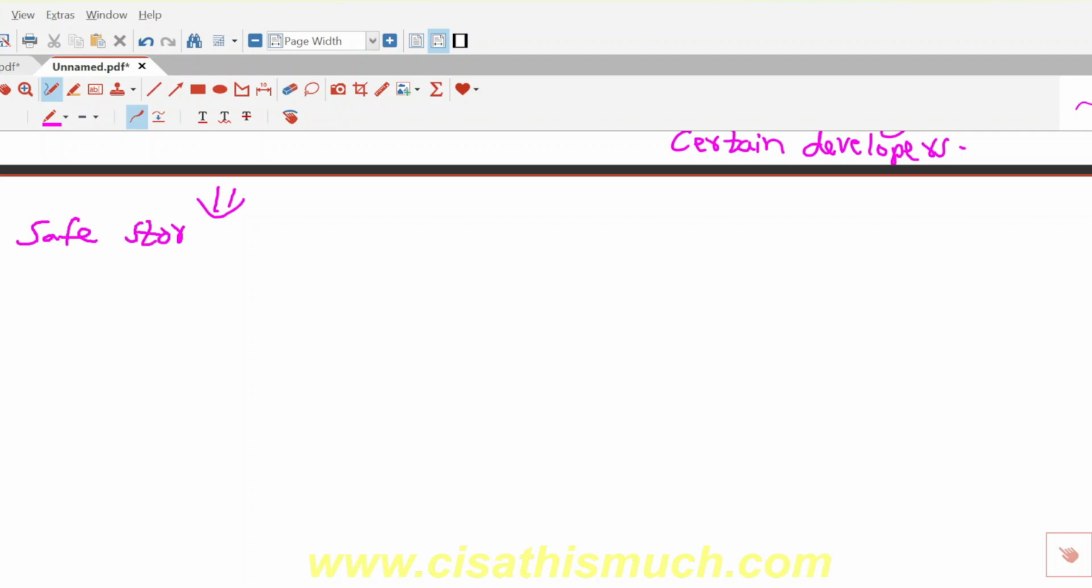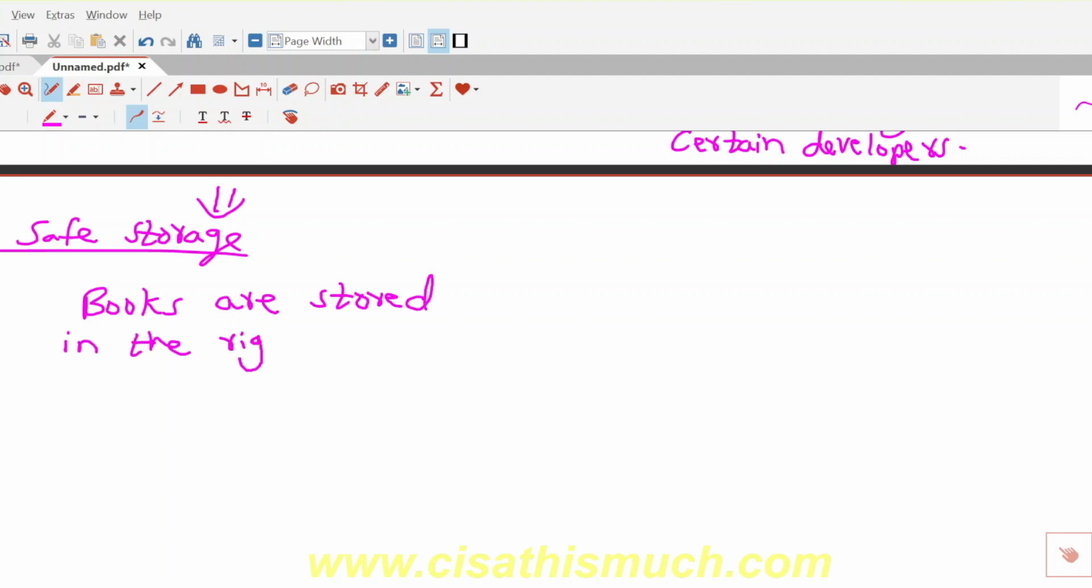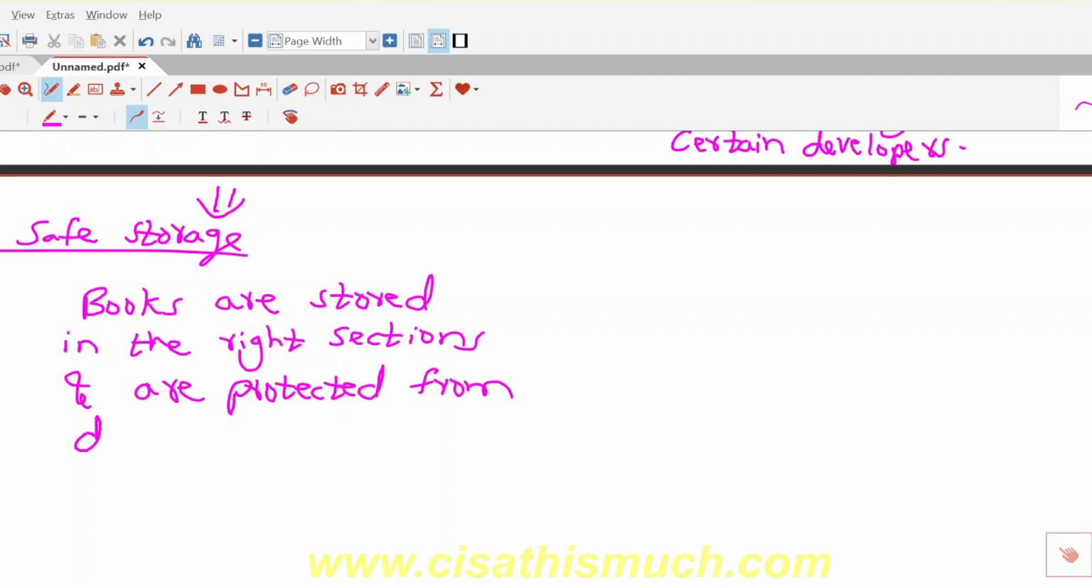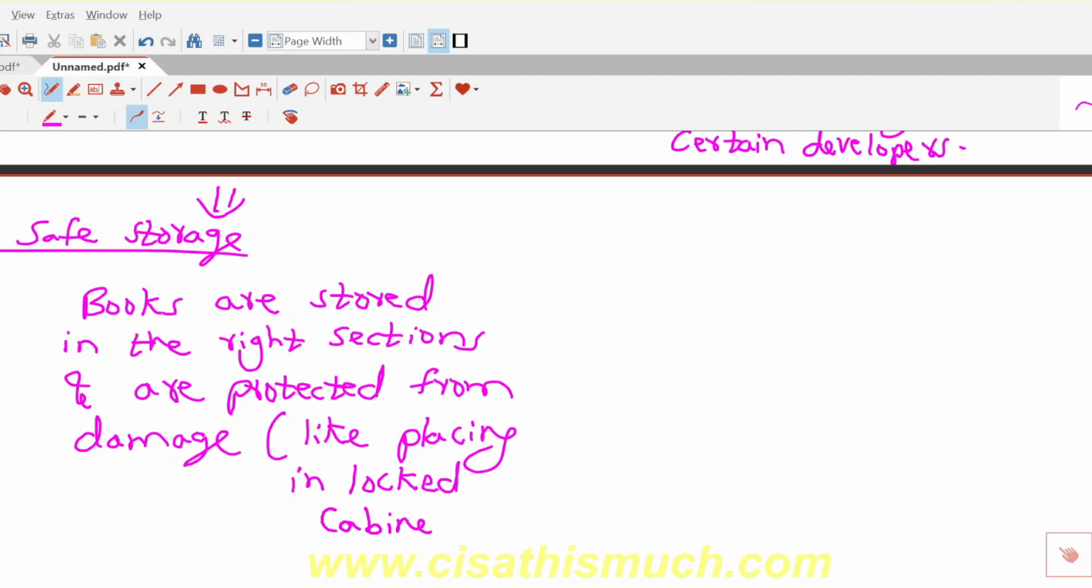Now what else? The librarian will also look for safe storage. What do I mean? Books are stored in the right sections and are protected from damage, maybe by placing the books in locked cabinets, right? So a librarian will also look for safe storage. Similarly here, the same thing.